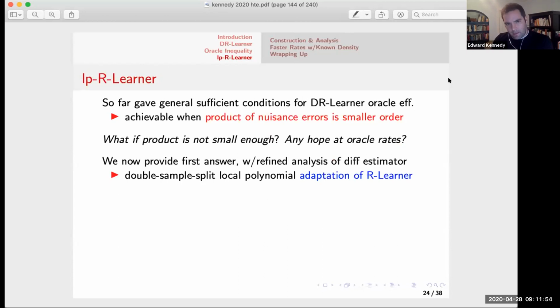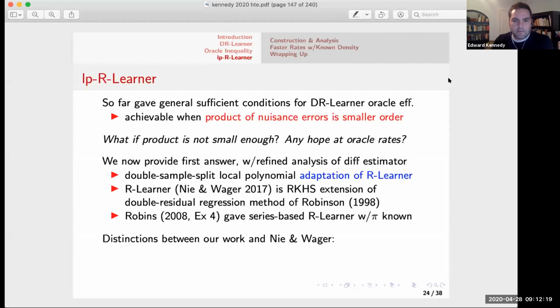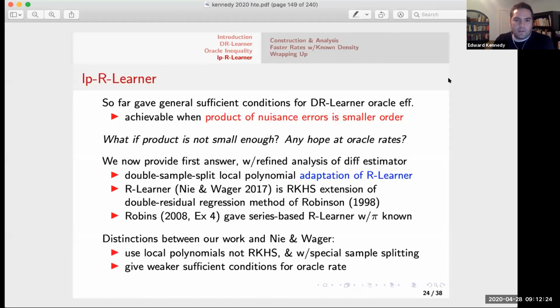So I'm going to analyze an interesting estimator: a double sample split local polynomial adaptation of the R learner, or double residual regressions. The R learner is a nice nonparametric extension of this double regression method of Robinson from the 80s. Some series version of this was studied by Jamie in the experimental setup. It turns out we can get some nice weak sufficient conditions for oracle rates here, and we can also explore what happens outside of this oracle regime.